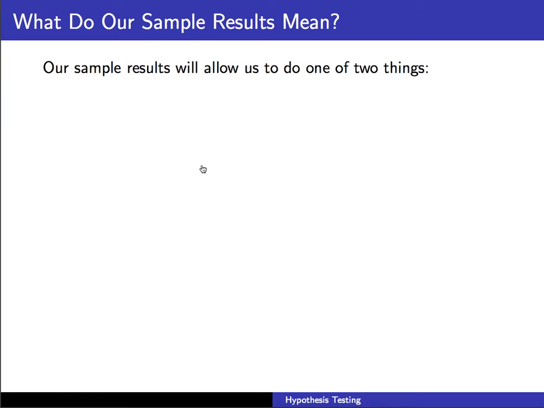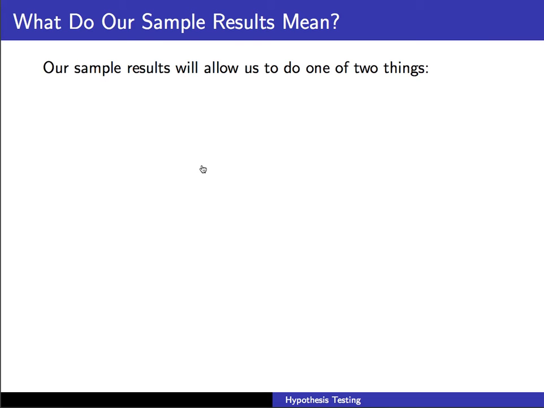So what do our sample results mean? Again, the whole purpose of statistics is to get information about a population by gathering samples that represent that population and drawing conclusions based on those samples. That's what inferential statistics is all about: being able to draw a conclusion about the population based on the samples that we get.